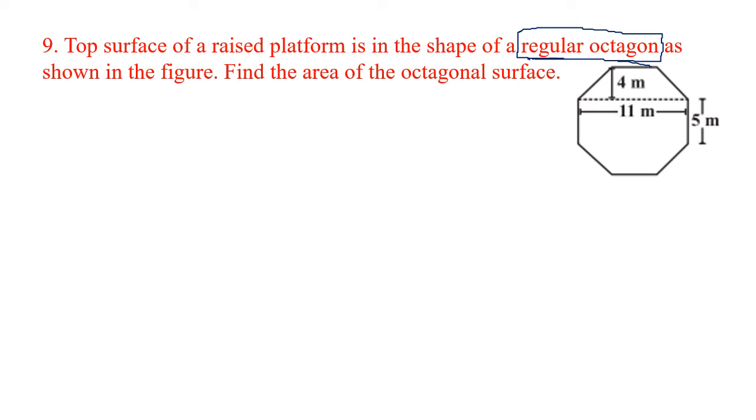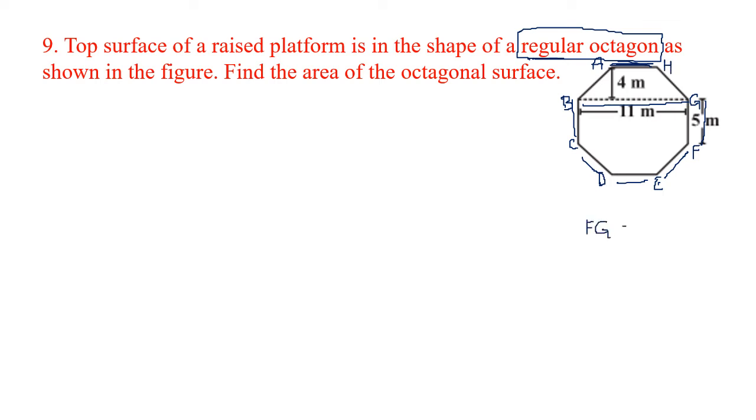So if they are equal, they have given one side as 5. So you will know all the sides are 5. Now they have given one side is 11 and this side will be 5. So first what I will do, I will name the diagram. Let us call it A, B, C, D, E, F, G, H.